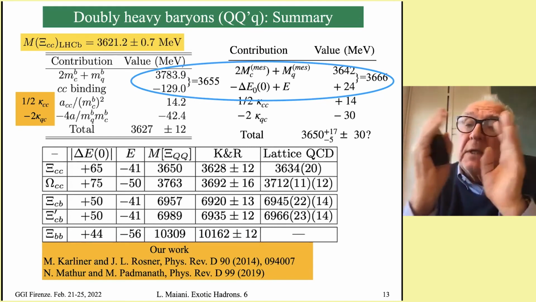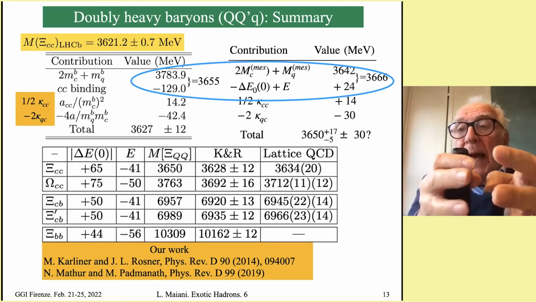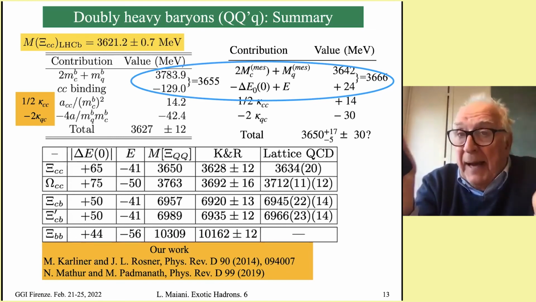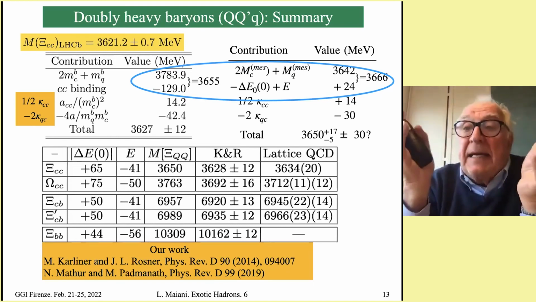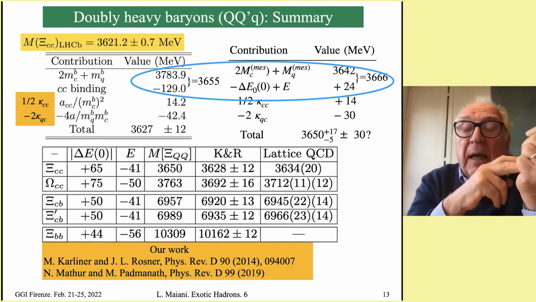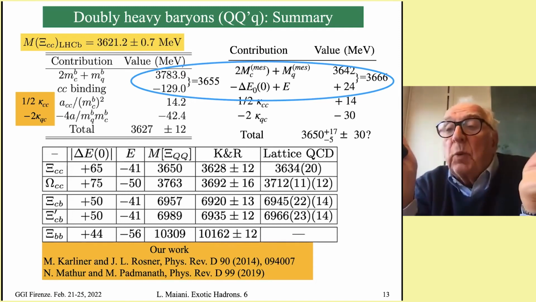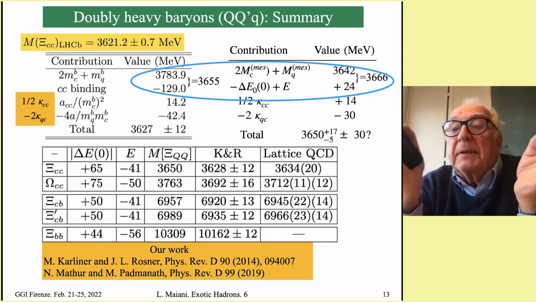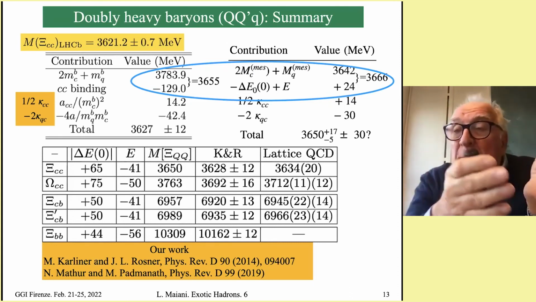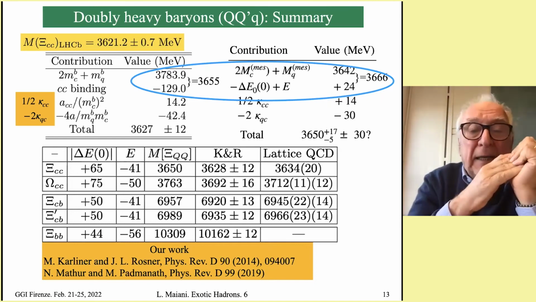Now, we do a different story. We always take meson masses, and we compute the Born-Oppenheimer Schrödinger equation, and we find a binding energy, which in this case, since there is this subtraction for the symmetry of the heavy double, is just plus 24. And if you sum 36, 42, but 34, you get up to 10 MeV, the result of Karliner and Rosner.